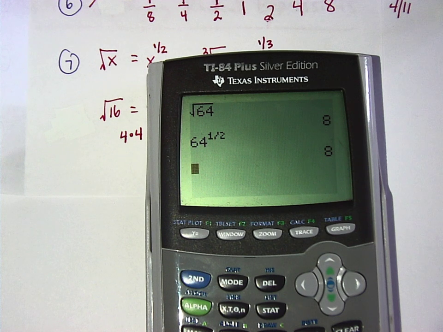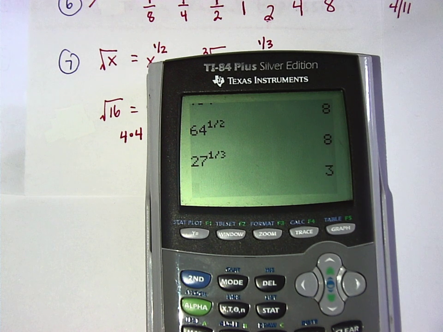Same thing, if I wanted a third root, I could do like 27 to the power of 1/3. It's 3. What's the slash? Yeah. It's the divide sign.